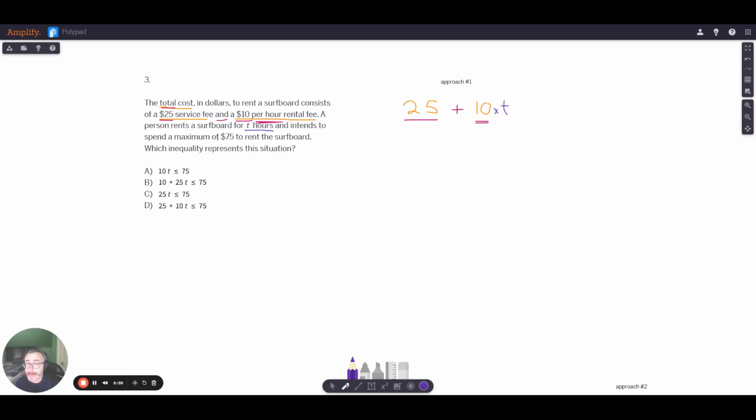And we have a maximum amount that we're willing to spend. We want to spend no more than $75. So it's okay if all of this is equal to $75, and it's also okay if it is less than $75. We just don't want it to be more, so we can say less than or equal to. And there, we've built up an inequality: 25 plus 10 times t is less than or equal to 75. And we've got that option over here, answer D.